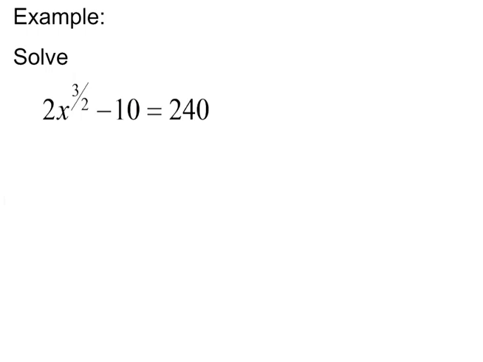In this example, I see that there is no root sign yet. I have a fraction exponent that will turn into a root for us to deal with. Before we do that, we need to make sure that we isolate x. So let's get rid of the negative 10 by adding it to both sides. We get 250.